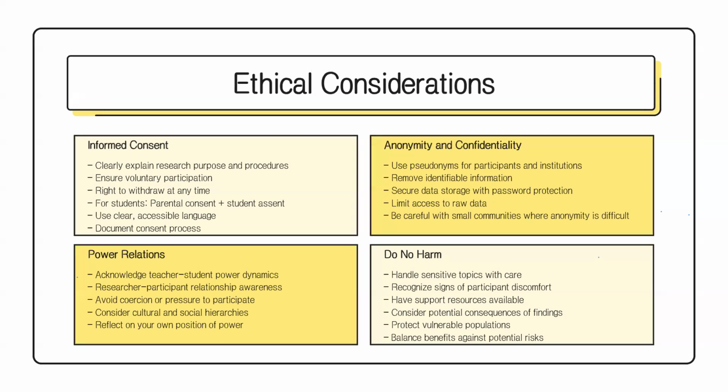Ethics is paramount. Ensure informed consent is voluntary and clearly explained. Use parental consent plus student assent for students. Be aware of power relations and avoid coercion. Use pseudonyms for anonymity and confidentiality. And follow the rule to do no harm and protect vulnerable populations.